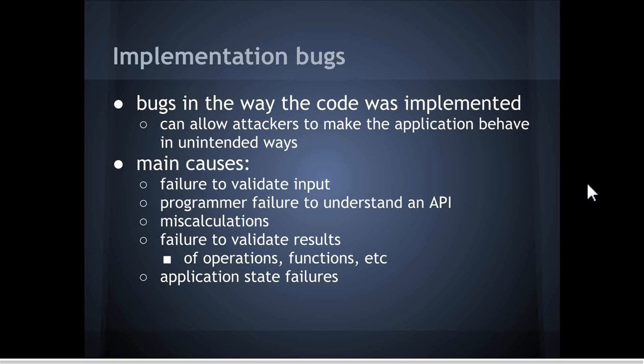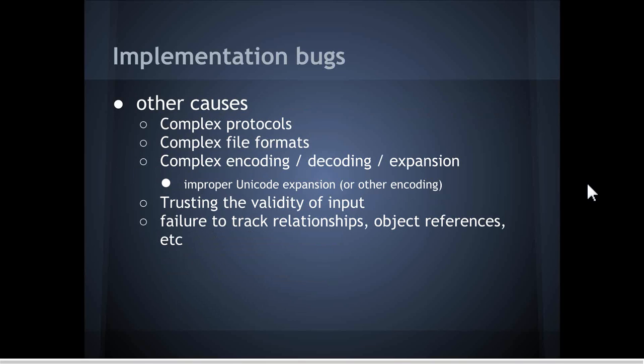Anyways, implementation bugs are basically bugs in the way code was implemented, and they can allow attackers to make the application behave in unintended ways. The main causes are failure to validate input, a failure on the programmer's part to understand an abstract programming interface, miscalculations, failure to validate results, and application state failures. Other causes can be complex protocols, complex file formats, complex encoding or decoding types. Improper Unicode inspection is something I hope we'll cover later if I remember, and can be used by attackers to perhaps upload shellcode in some instances.